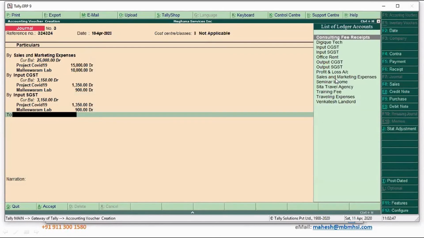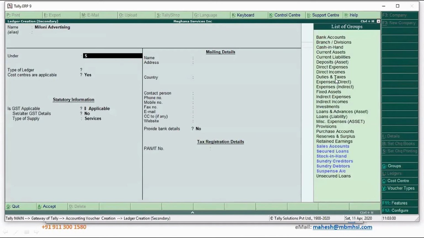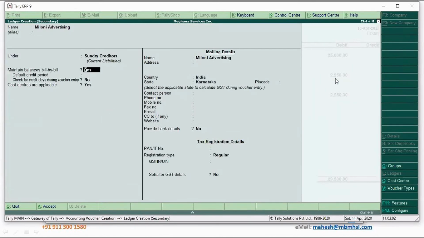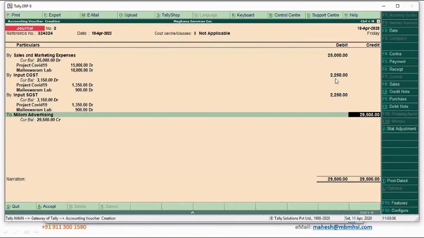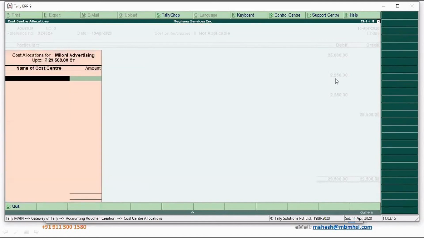Then I am saying who is my service provider. I am taking this service from Miloni Advertising. Who are my sundry creditors? I need bill-wise detail. I give all this basic detail. Again, 29,500, I need to break it up based on 3 is to 2. So this is my bill-wise details.